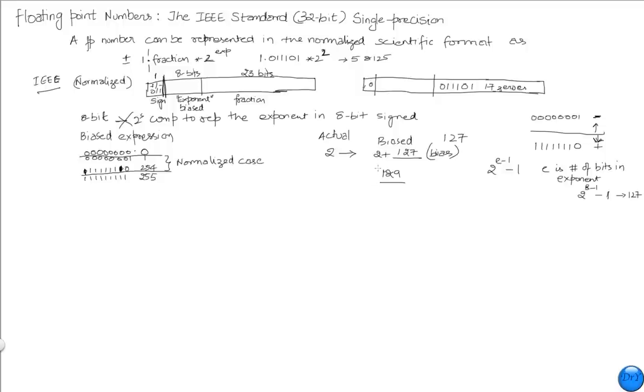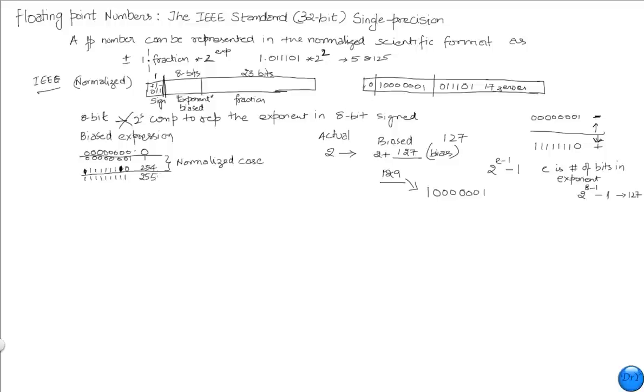So 129 in base 10 is 10000001. The reason I know that is because the highest power of 2 is 128, which is at the bit 7 location, and bit 0 is 1 because 128 plus 1 is 129. So I write this as 10000001. So to summarize, our number is expressed in the IEEE standard format like so.